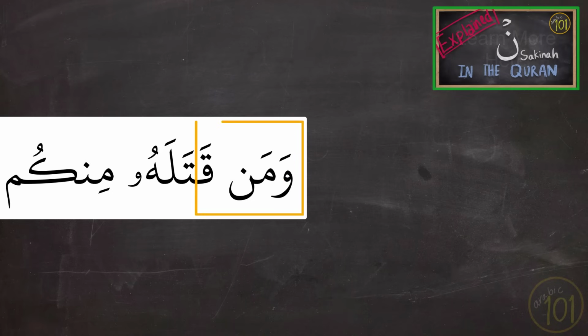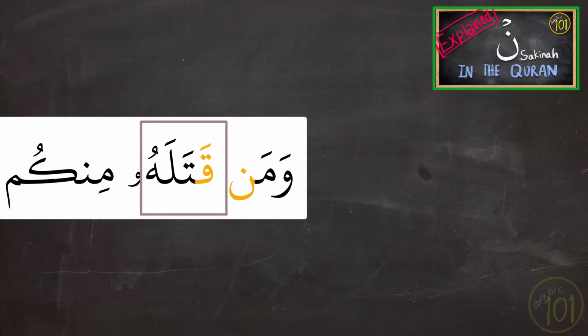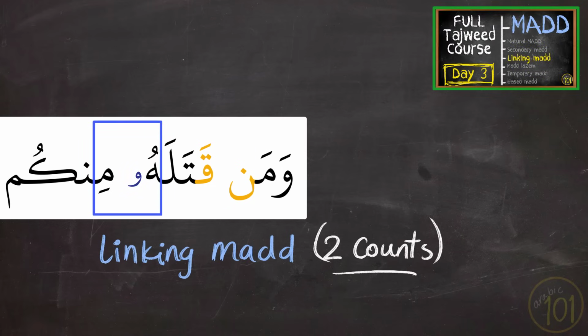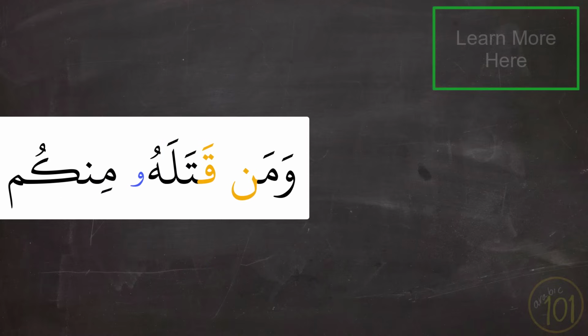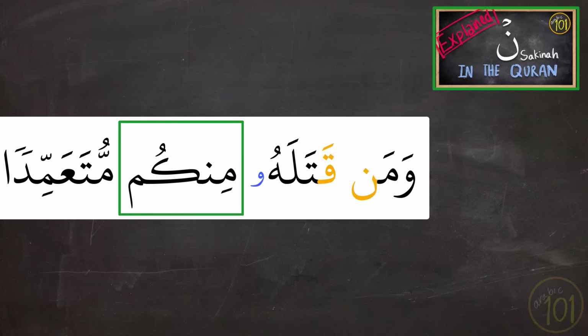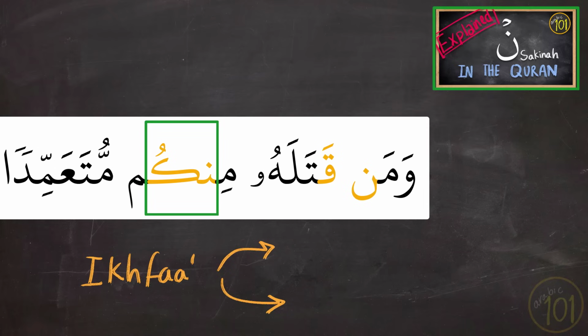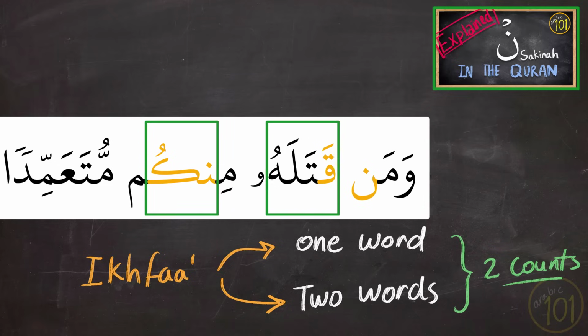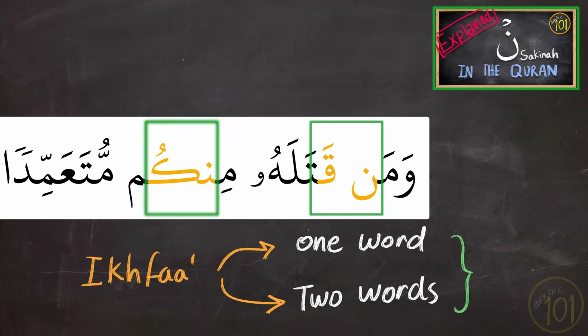The word man contains إخفاء, so we say وَمَنْ قَتَلَهُ. And at the end of this word, we see a linking med or med صلة. So we say قَتَلَهُ مِنْكُمْ. Next up is the word مِنْكُمْ. And this word contains إخفاء. So we will have غنة of 2 harakat. And we also realize that إخفاء can occur within the same word. And it can also happen between 2 words, like the previous example between من قتله.